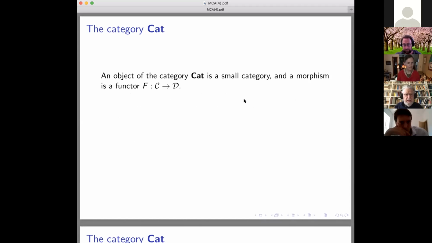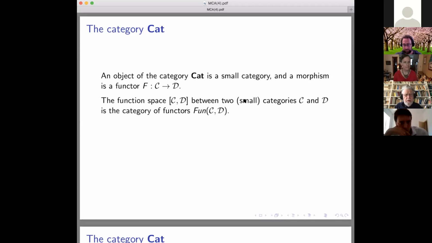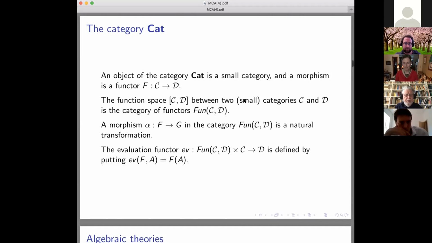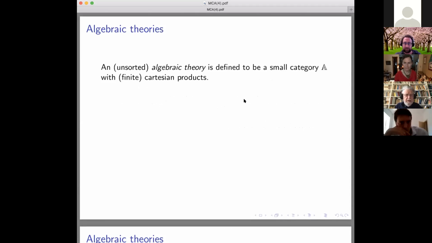Another example is the category Cat of small categories, where a morphism is a functor. This is, of course, very well known. The function space between two small categories is the category of all functors from C to D, and a morphism in this category is actually a natural transformation. And the evaluation functor is what you expect. You evaluate a functor f at an object A of C. So this is very classical.